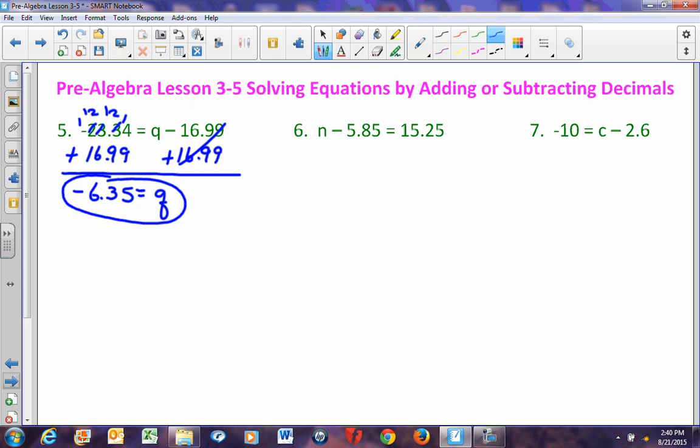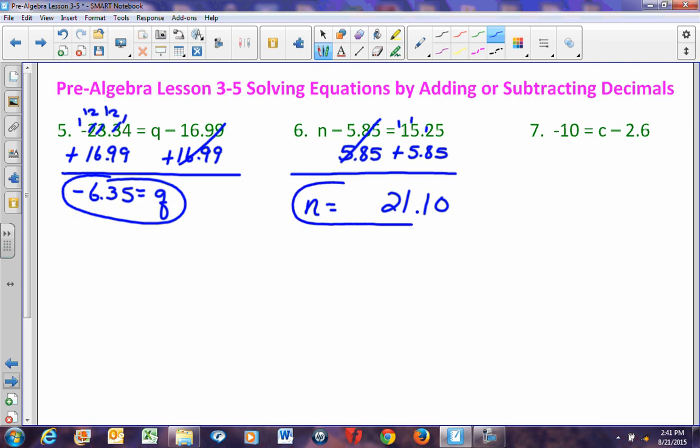Let's take a look at the next problem. N minus 5.85 equals 16.25. Well, they subtracted 5.85, so I'm going to add 5.85. This side of the equation becomes my N. Since both the numbers are positive, I can just add them. 5 and 5 is 10. 8 and 2 is 10 plus 1 is 11. 5 and 5 is 10 plus 1 is 11. So I get 22.10.